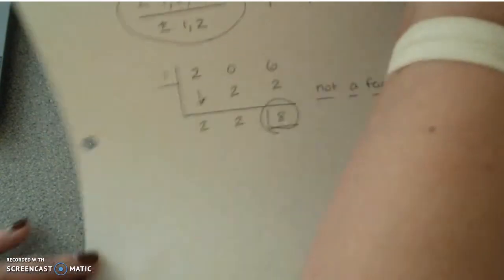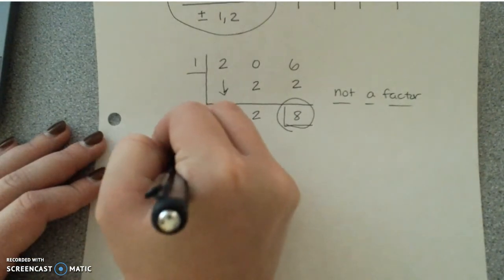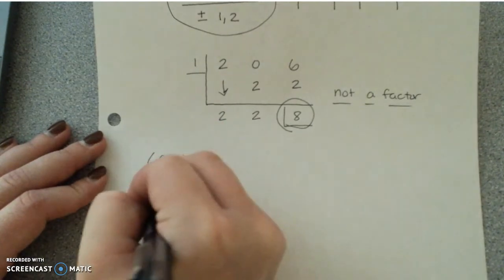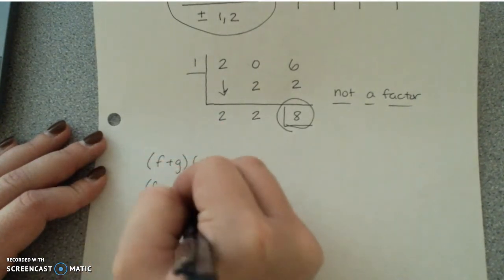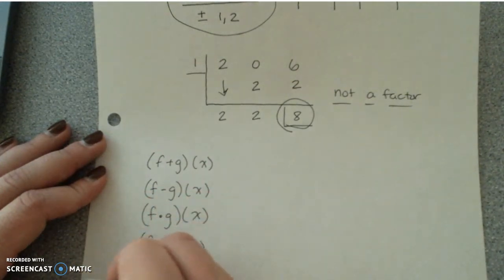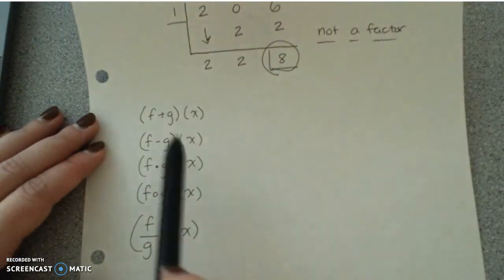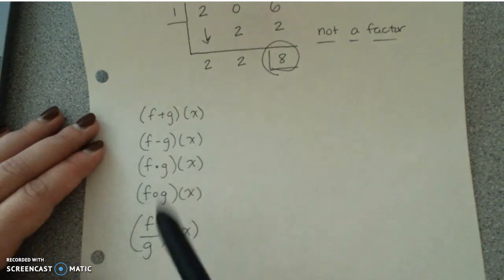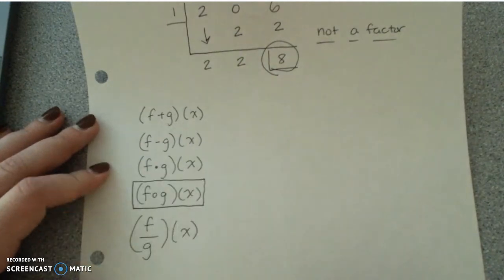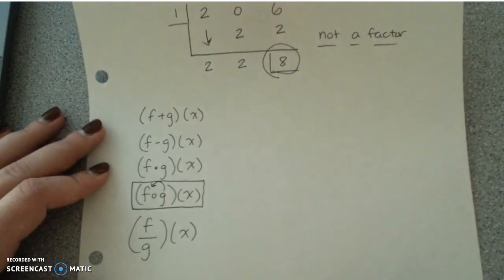Alright, the next thing we moved into were our operations on functions. So if you remember, that's where we learned all of these operation notations. And all these are fancy ways of saying take those functions and add them, subtract them, multiply them, divide them, and then we had our f of g. Okay? That's our composition where I take g and plug it into f. And that's the one I'm going to show you.